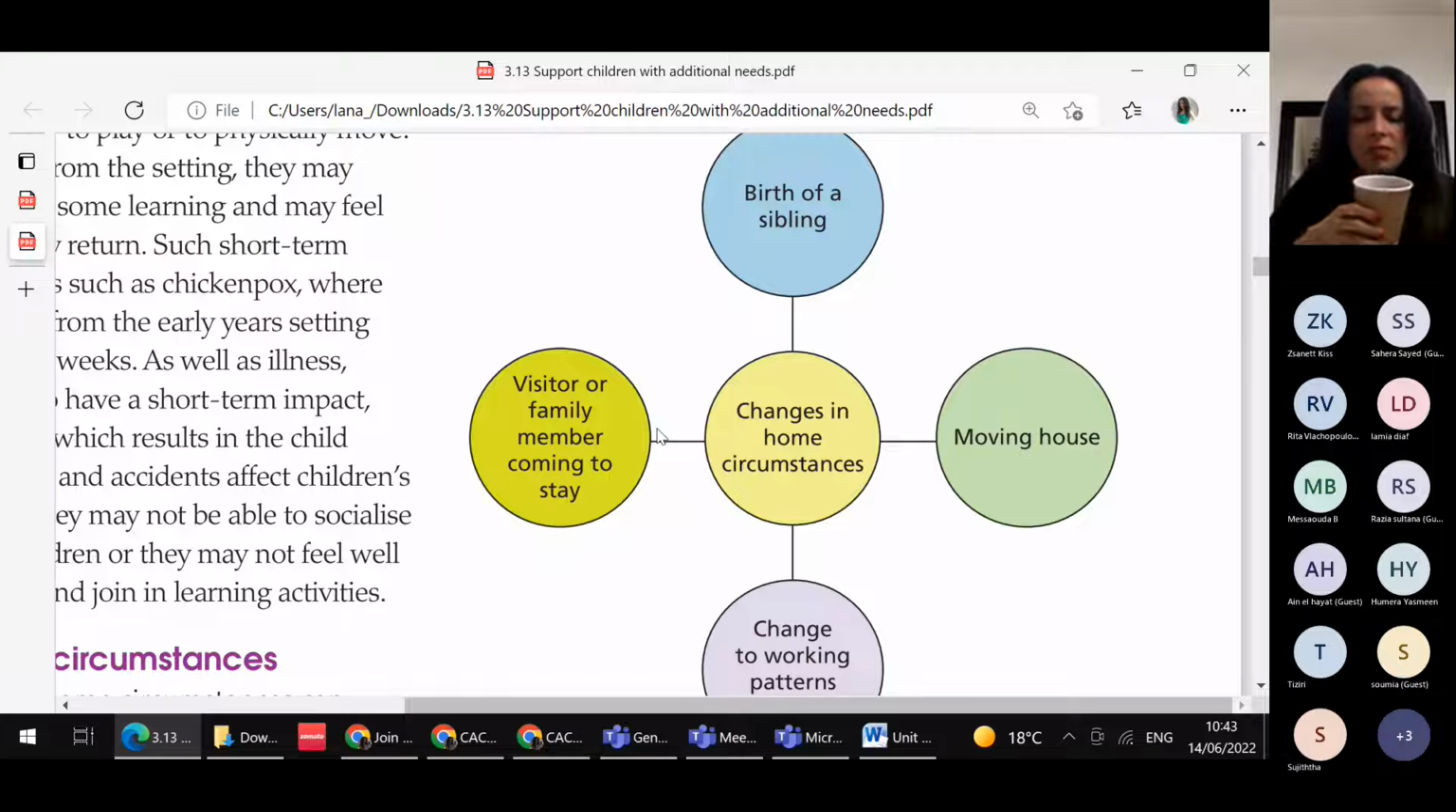So changes at home, they gave us some good examples. For example, birth of a sibling. The child might have a sibling, and then he can see all the attention going to his younger sister or younger brother, and he will feel unwanted and unsatisfied. Or maybe they move house. So in a short term, this would affect this child. Why? Because he will leave all his friends behind. He will leave his nursery. He will not be able to communicate back with them. Also change to the parents' working.